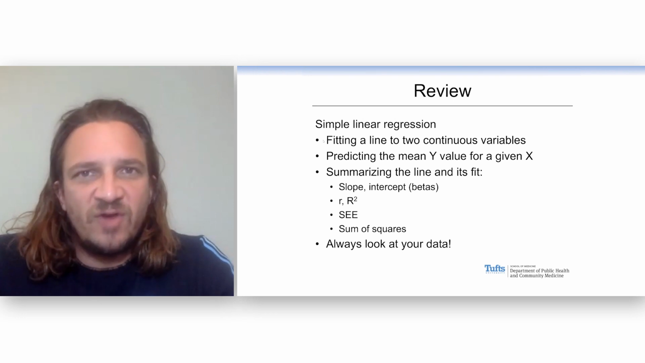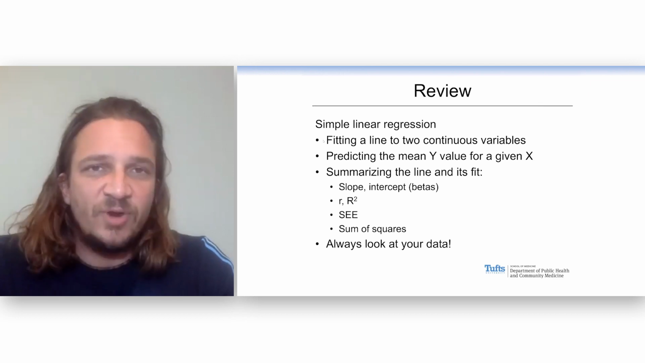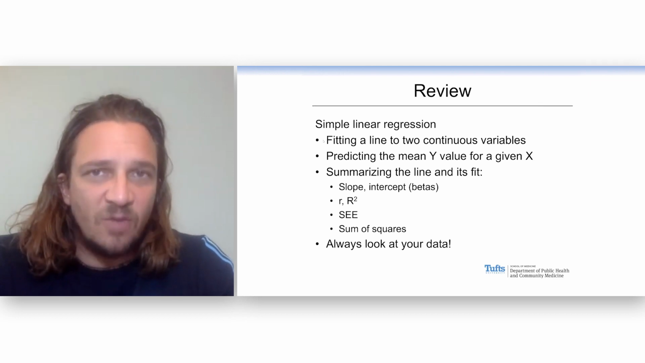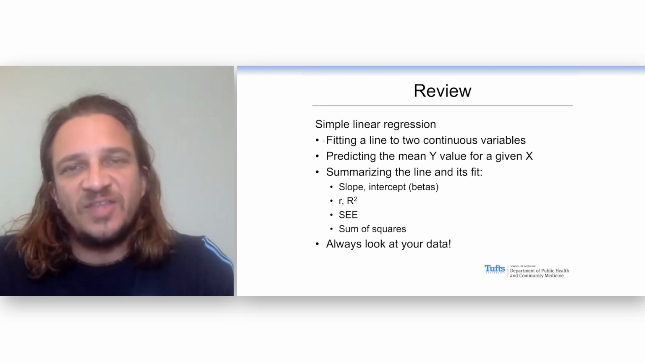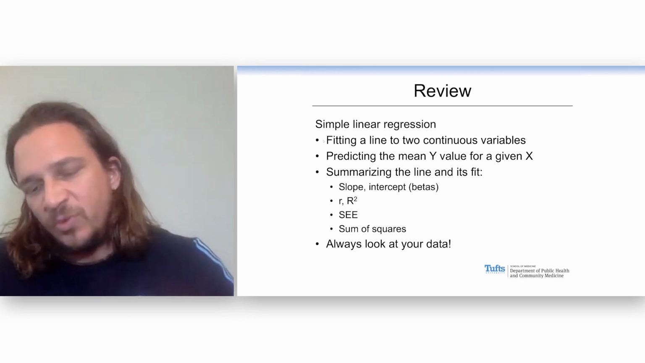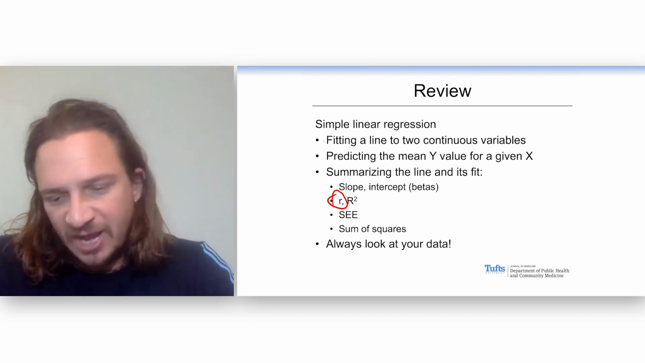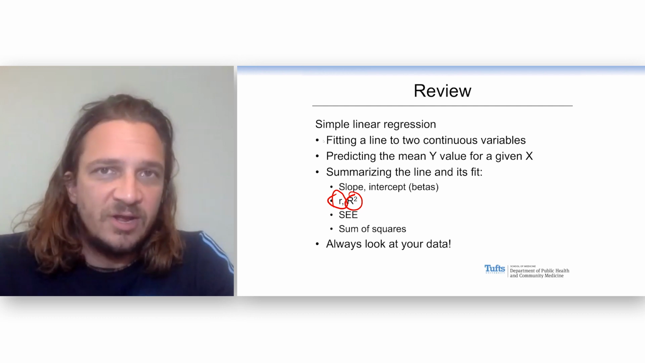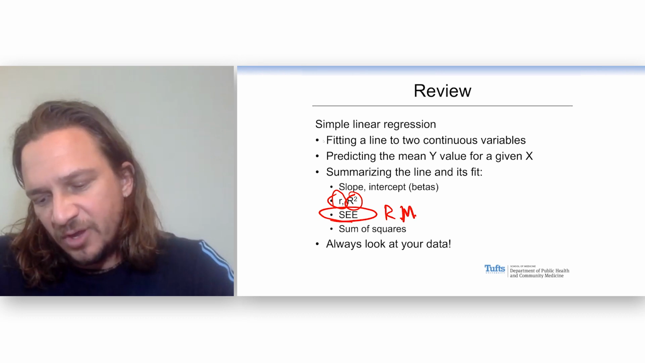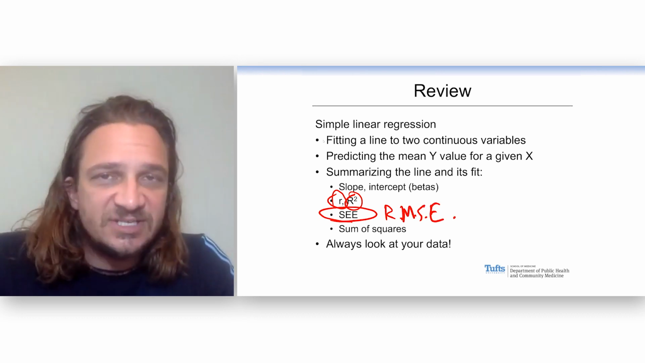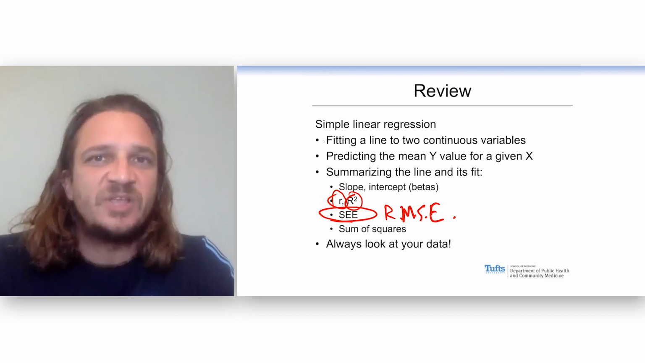Remember that simple linear regression allows us to draw a line and fit a model between two continuous variables. We can predict the mean value for a given x by using the slope. For every 1 unit increase in x, how does y change on the average? We saw that the slope and the intercept define the line, and we can test null hypotheses around that line as well. We can use the correlation coefficient and the coefficient of determination, r squared, to think about how tight the points are around the line. And the standard error of the estimate, also known as the root mean square error, can tell us the standard deviation around the regression line. And of course, remember, the first thing we always do when we get data is we look at our data.